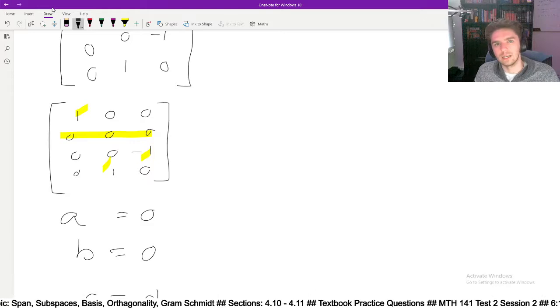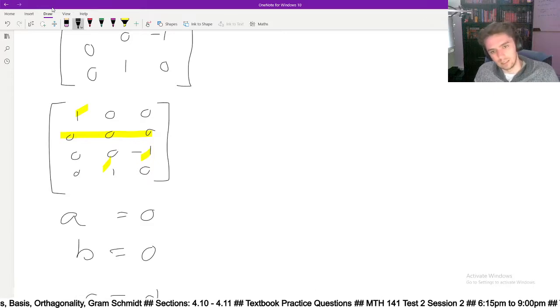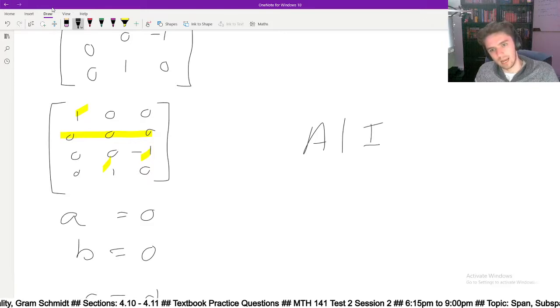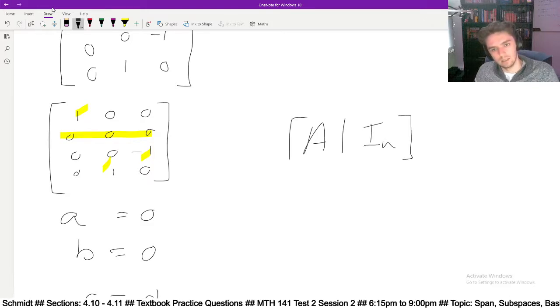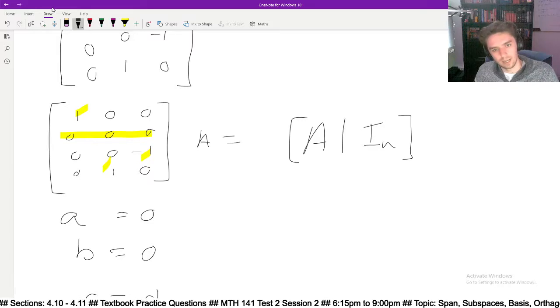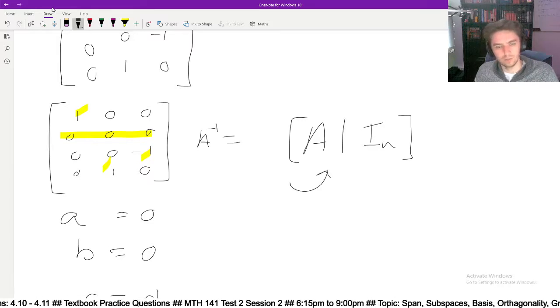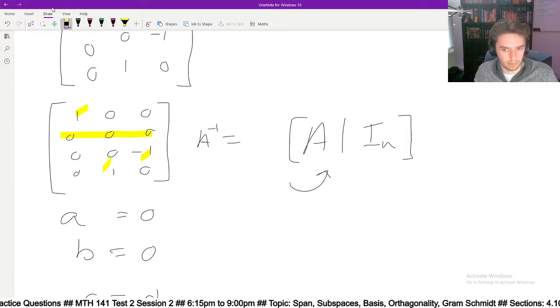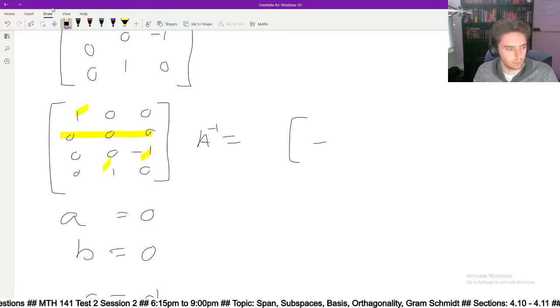Or like when you're finding the inverse by taking A and augmenting it with I_n to find A inverse. If you had a row of zeros here, that would mean infinite solutions because you're an n by n matrix. This isn't that, and that might be what's confusing. This isn't an n by n matrix anymore.